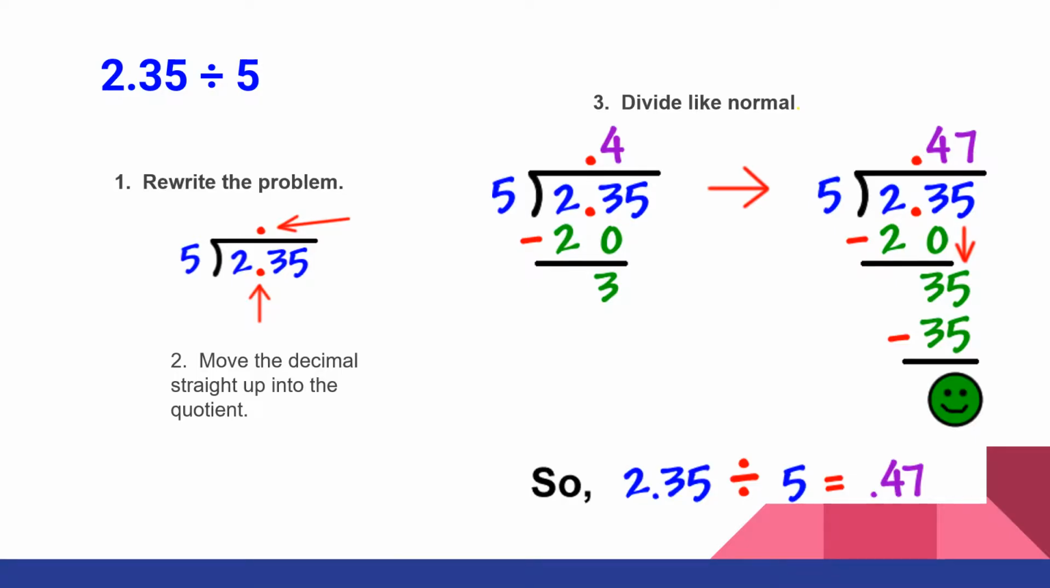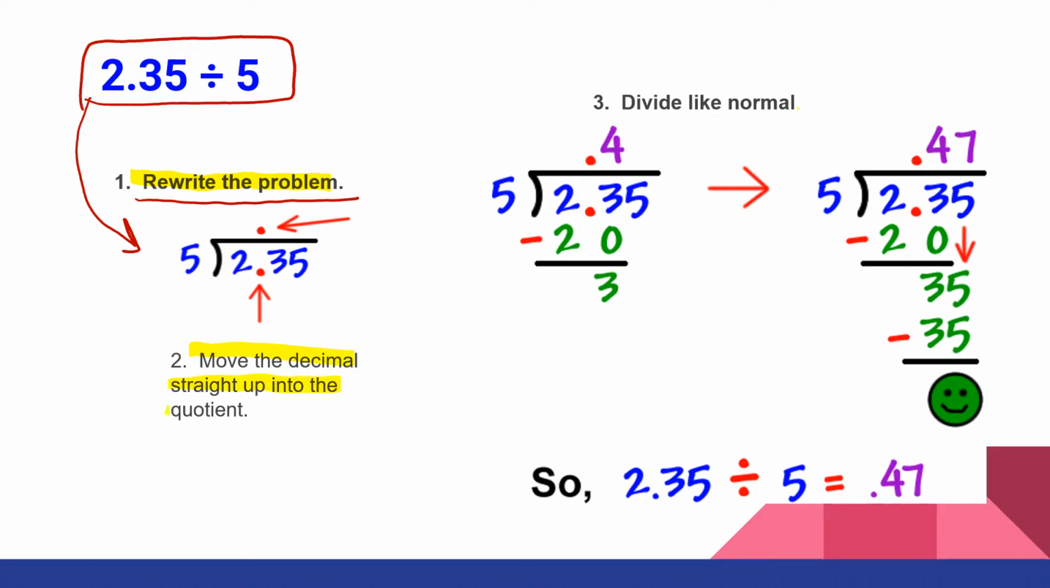So let's review quickly from yesterday. Yesterday we talked a little bit about the 3 steps for dividing decimals by whole numbers. The first step, if you're given a division problem that's written like this, it's important to rewrite it using the division umbrella, as I call it here. So the first step is to rewrite the problem if it's not written for you like that. The second step is to move the decimal straight up into the quotient.